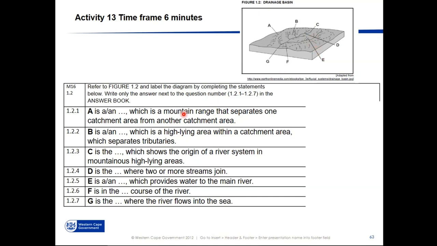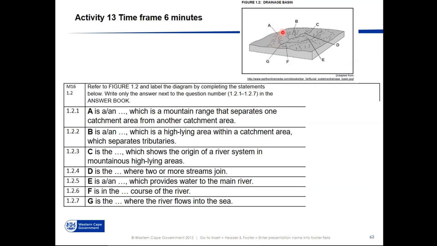Right, so let's go, and we're going to do this quickly. Refer to this figure. If you can help your learners there, we're going to do this quickly so that they can fall in there. A is a what? Is it a tributary? Is it a watershed? Is it a confluence? So A, what is that going to be?